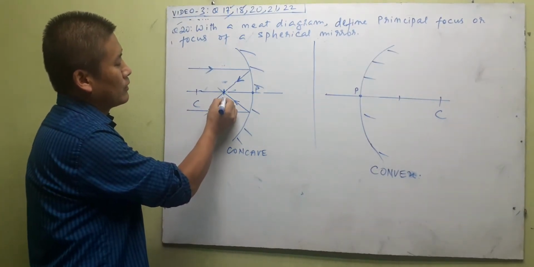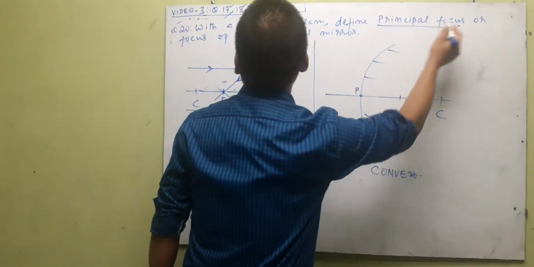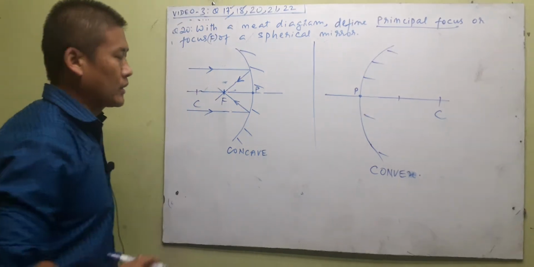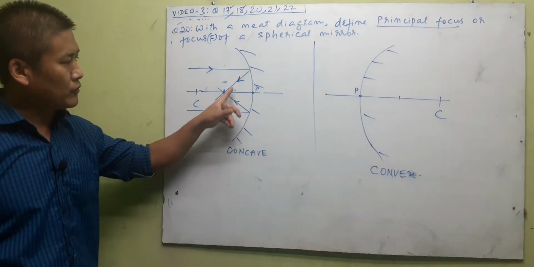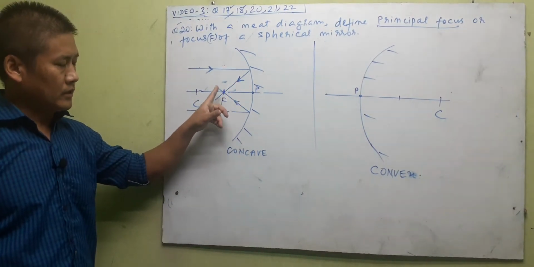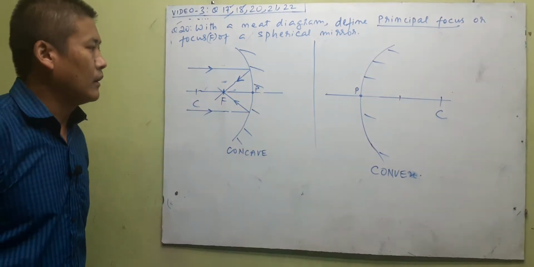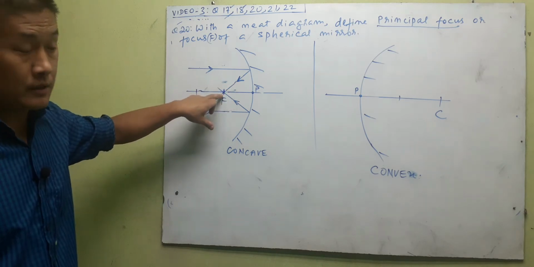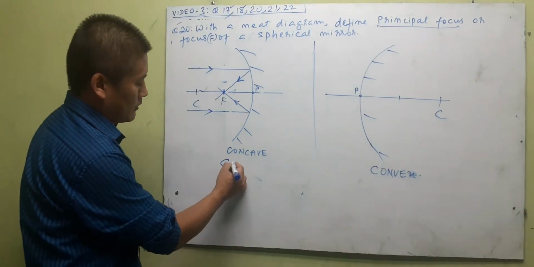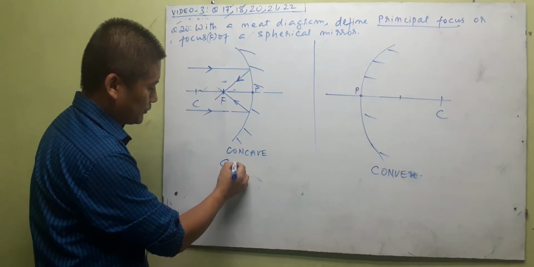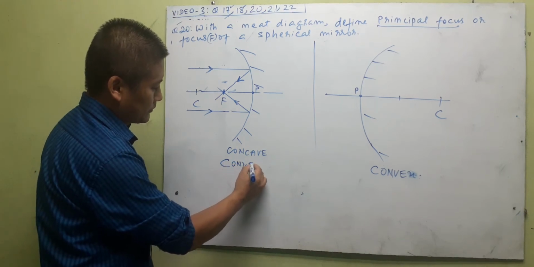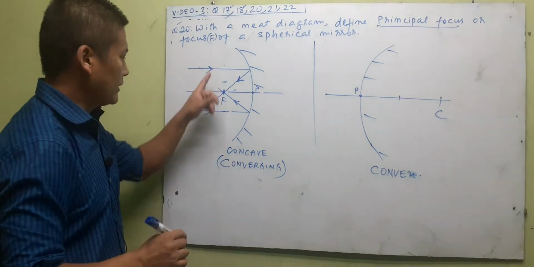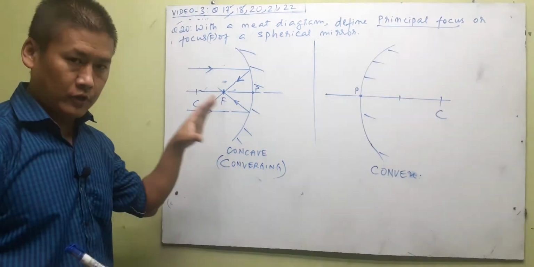That point is called the principal focus, or focus, denoted by capital F. Focus means the point where the two reflected rays meet, the same point on the principal axis. Here the two reflected rays converge to the focus. Therefore, concave mirror is also called converging mirror, because it converges parallel incident light rays to the same point, to the focus.